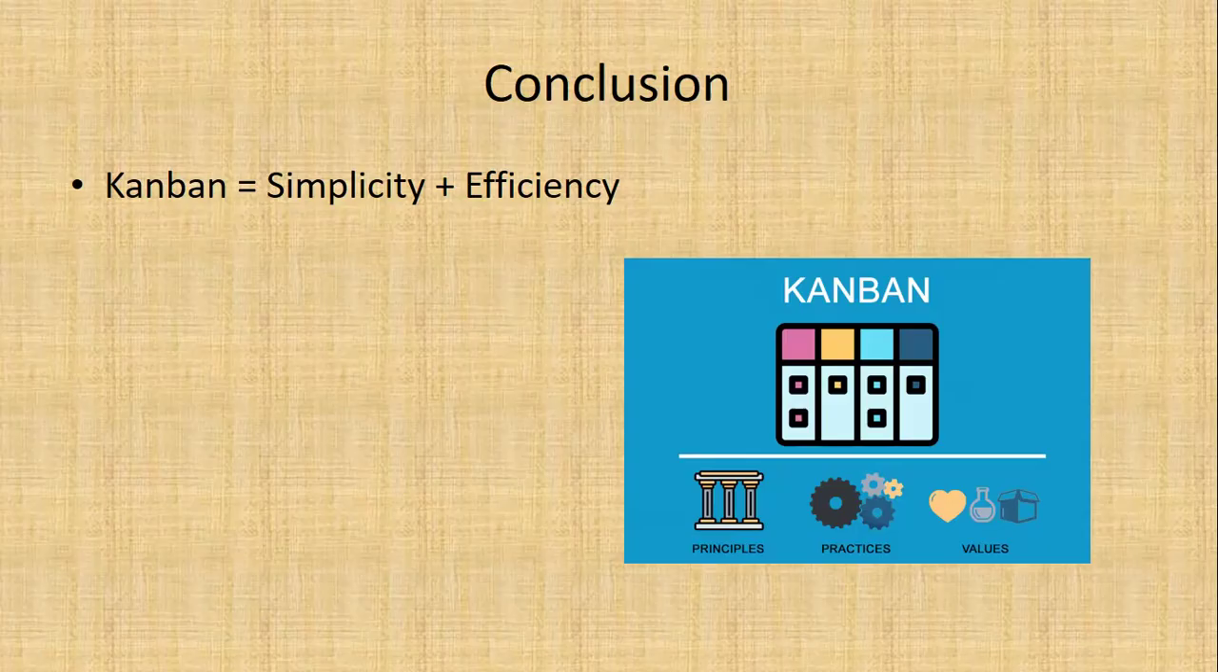Based on the above available information, I conclude that Kanban is a simple yet powerful system that enhances efficiency through visualization and control. By focusing on workflow, limiting work, and responding to demand, organizations can achieve higher productivity and quality. Whether in manufacturing or services, Kanban remains a key tool for modern operations management.